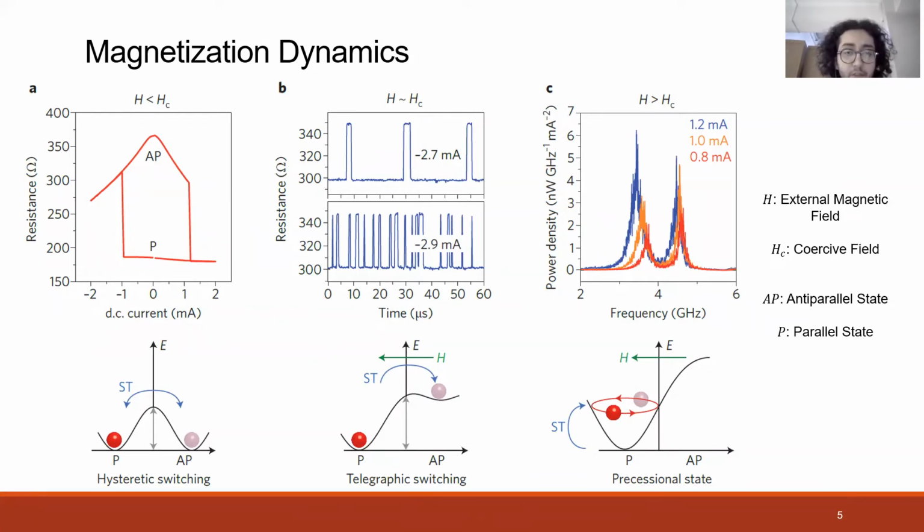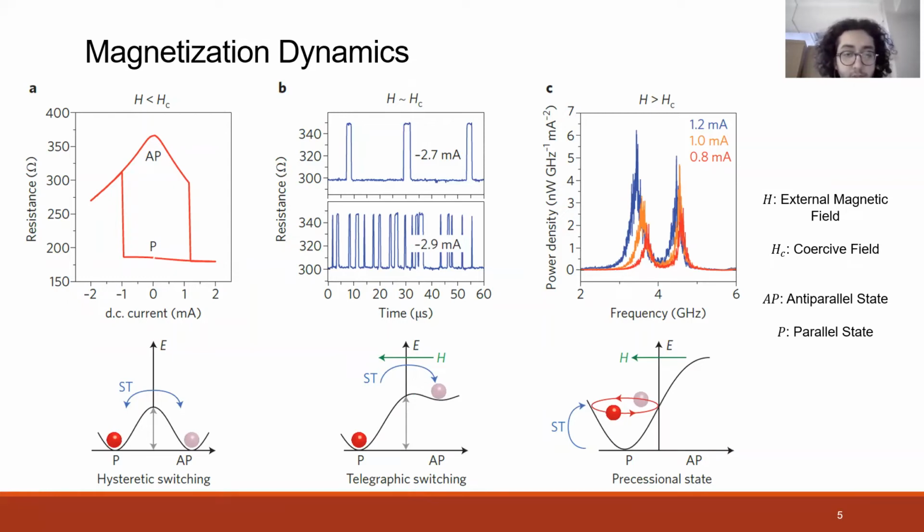The second scenario appears when we equalize the applied magnetic field to Hc. There is stochastic switching between the states, but the antiparallel state is barely stable due to thermal fluctuations. We can also obtain frequent changes in the resistance by modulating the current.